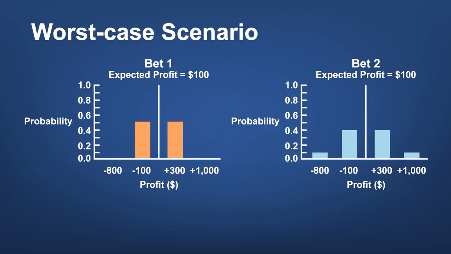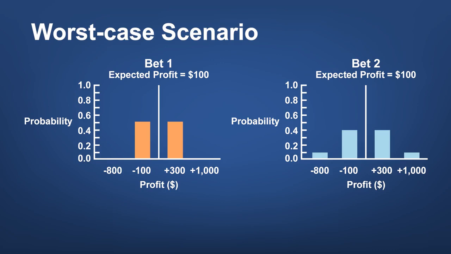Here is a simple example to illustrate value at risk. We have two bets. Both require a $1,000 investment. The first has a 50-50 chance of loss or profit, a $100 loss when market conditions are bad, and a $300 gain when market conditions are good. The expected return is $100.